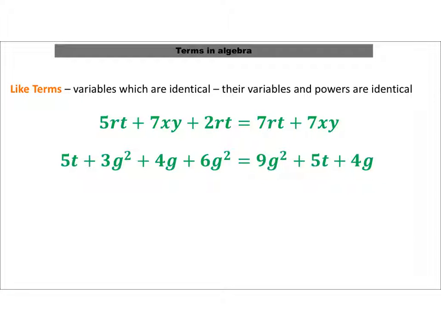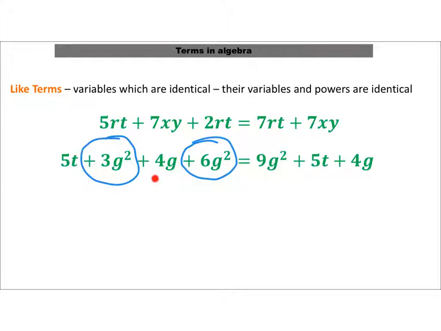Okay, so we just did the first example. Now I'm going to do this second one, and you'll notice with this one that we've got terms that have powers greater than 1. I can see that I've got a positive 6g to the power of 2, and I can see that I've got another term with g to the power of 2 in it, that's positive 3.